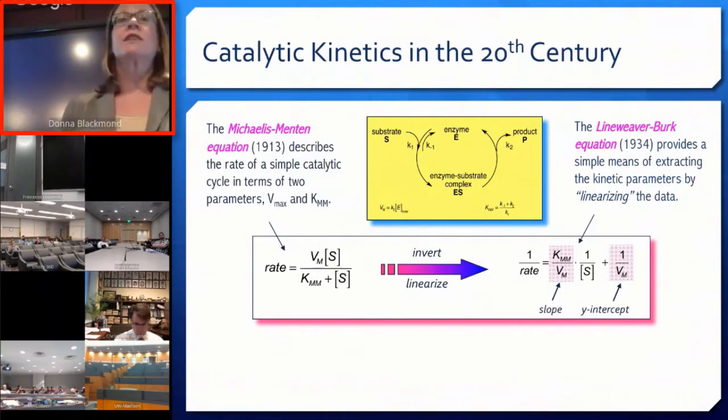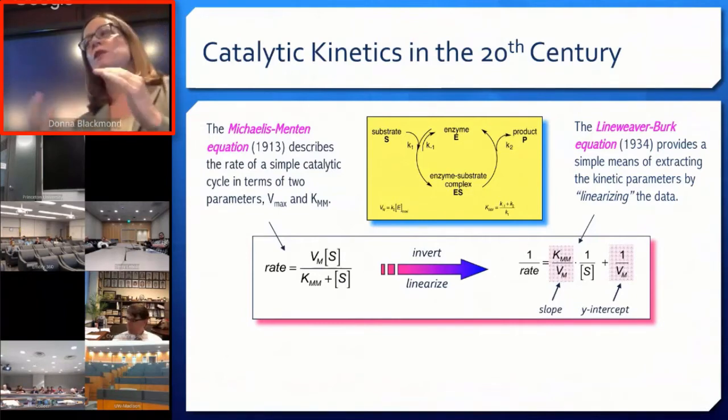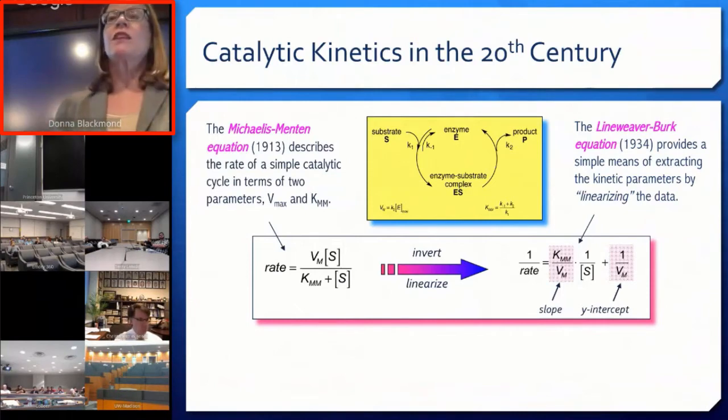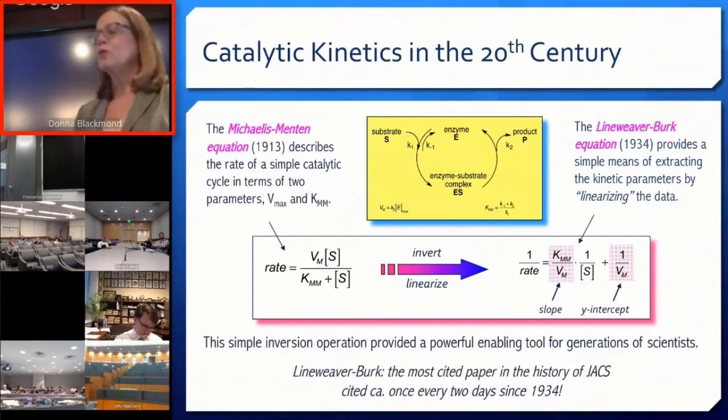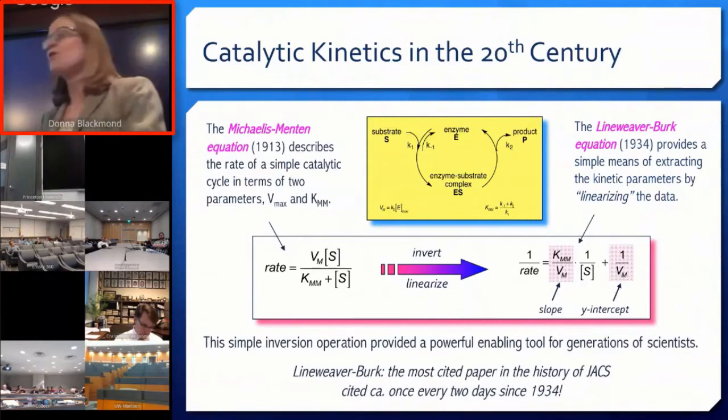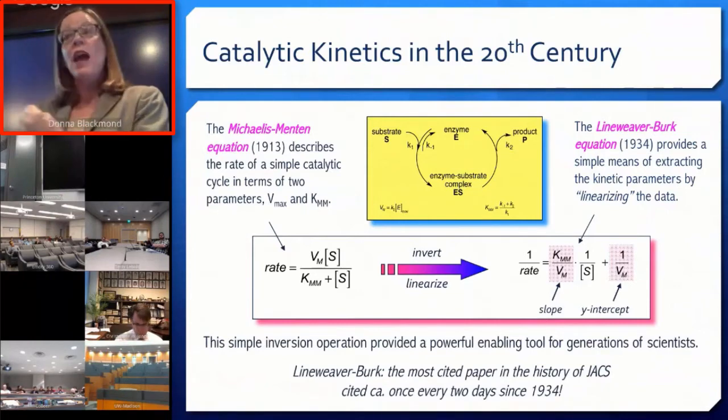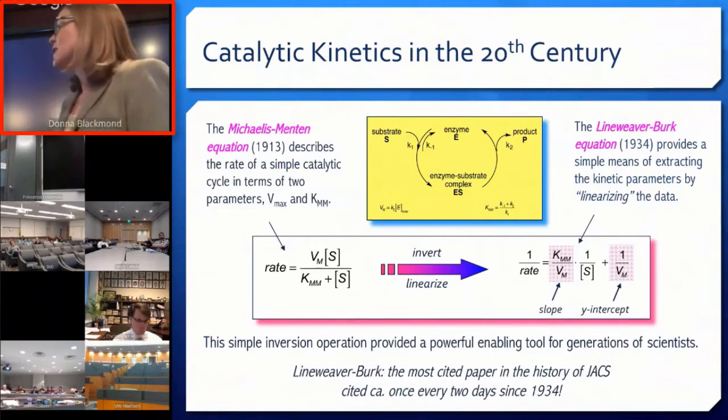That's why we like straight lines. It's much easier to measure slopes and intercepts and get numbers out of it than it is to try to look at curvature. And so this was, next slide, this was an incredibly enabling tool. And basically, generations of scientists were able to extract information from their data because of those simple linearizing operations.